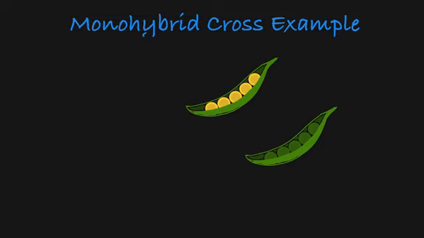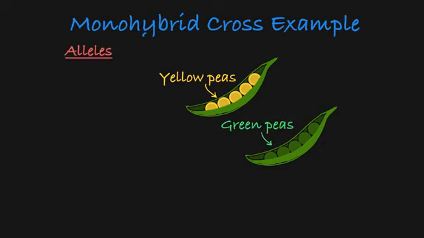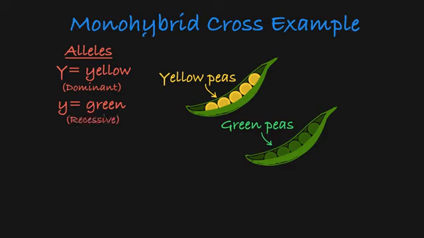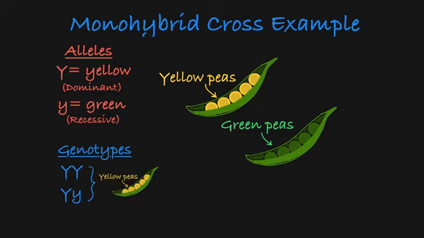Pea plants have two possible pea colors, yellow and green, resulting from two different alleles. The yellow phenotype comes from the presence of the dominant allele, and the green phenotype is associated with the recessive allele. So the plant will produce yellow peas if it is homozygous dominant or heterozygous. And the peas will be green if the plant is homozygous recessive.